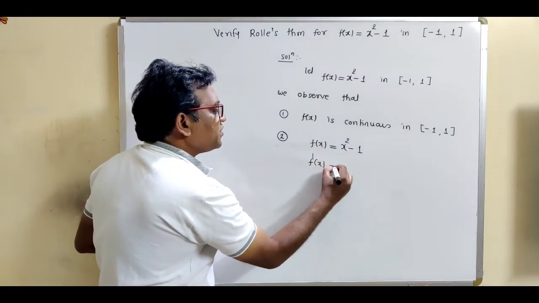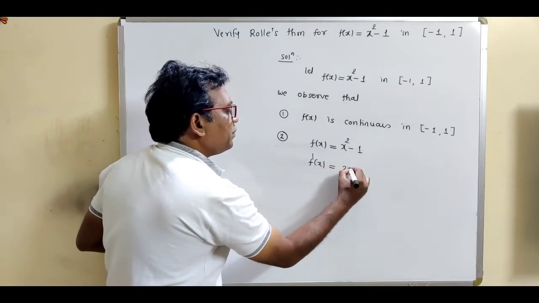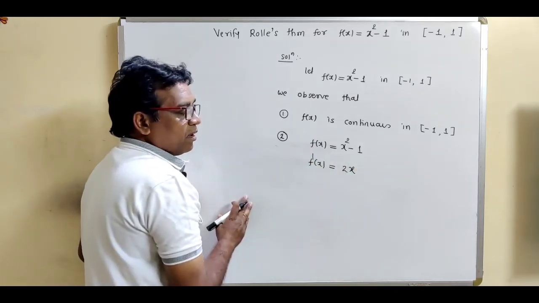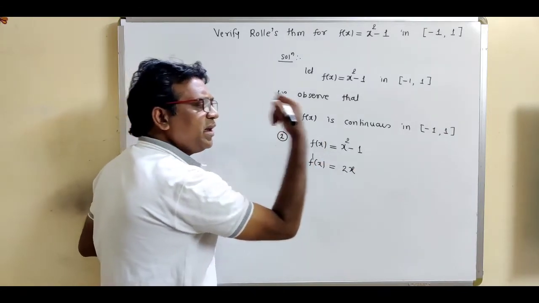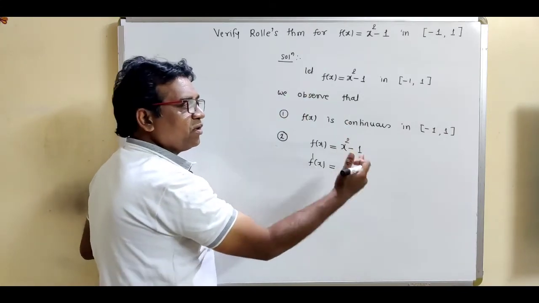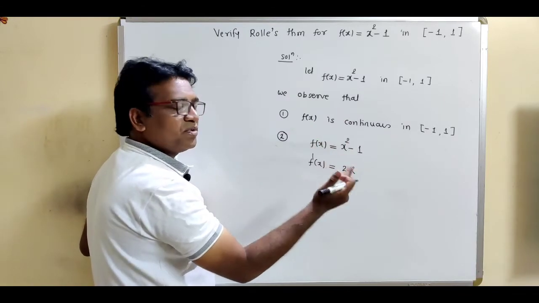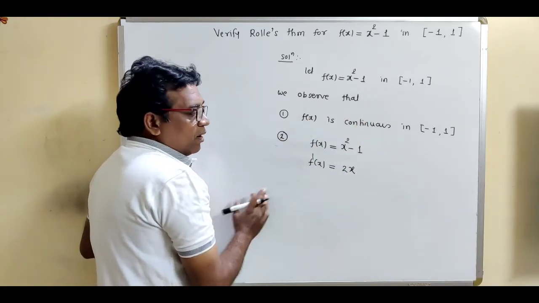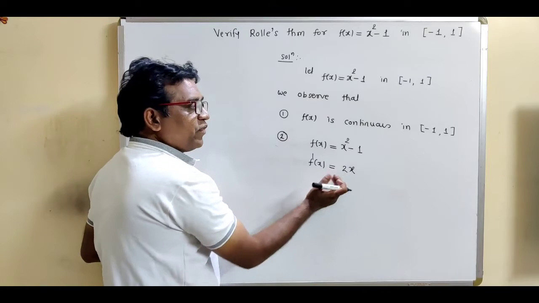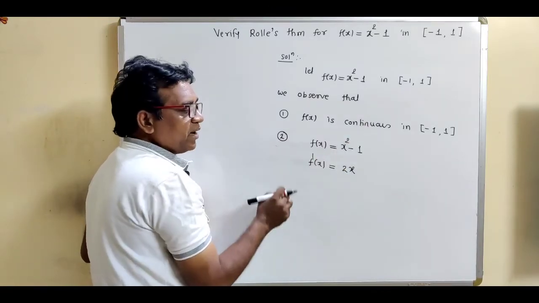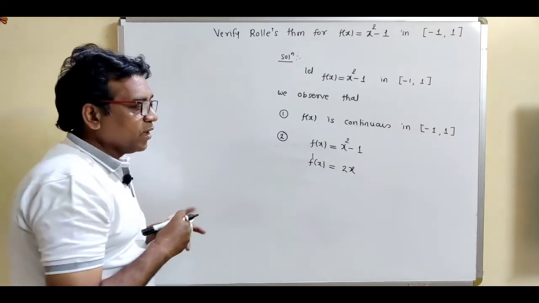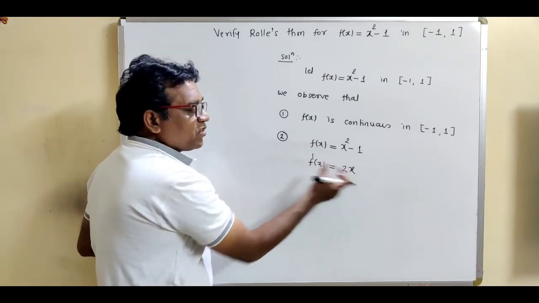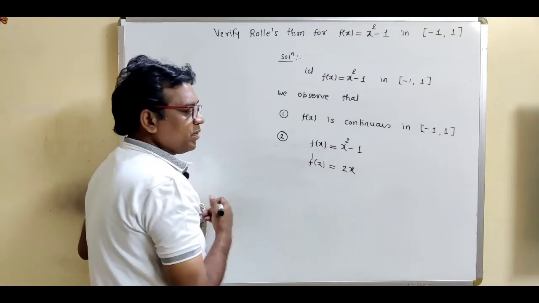Just find out its derivative. The derivative will be 2x. Now if you put the values of x in between -1 to +1, any value: 0, 0.1, 0.2, 0.3 up to 0.9, then we find that this derivative has some finite value. If the derivative has a finite value, then that is called an existing quantity.